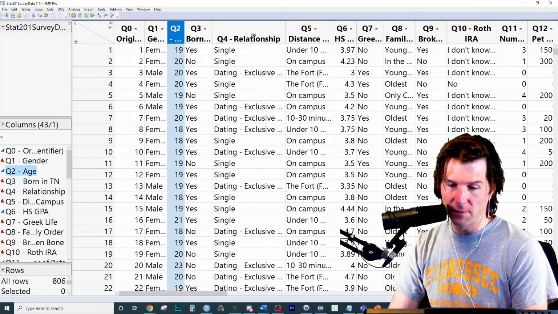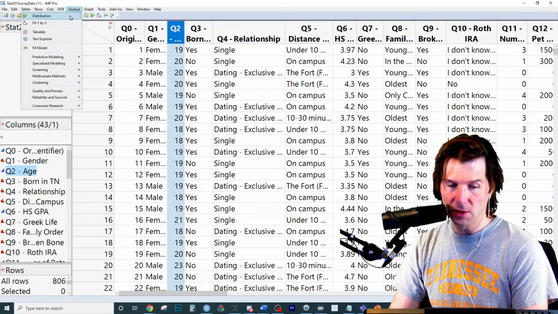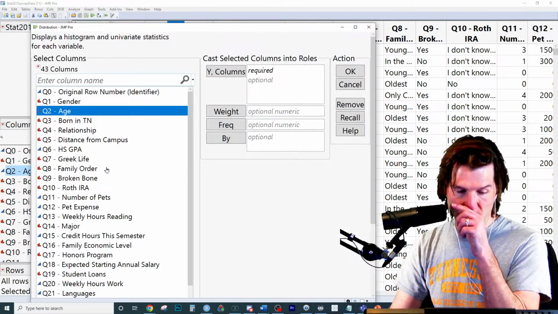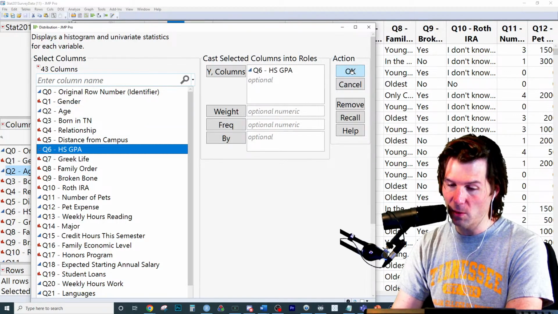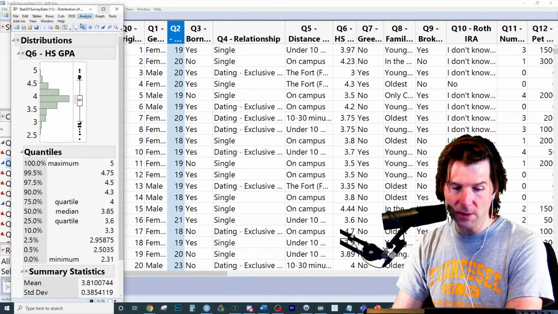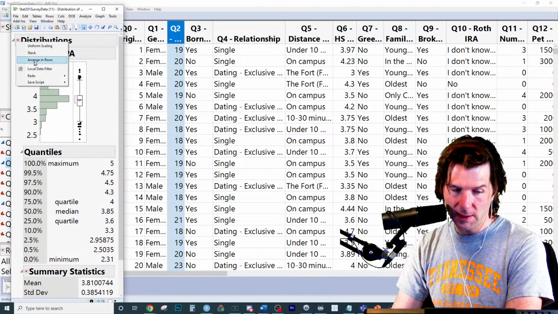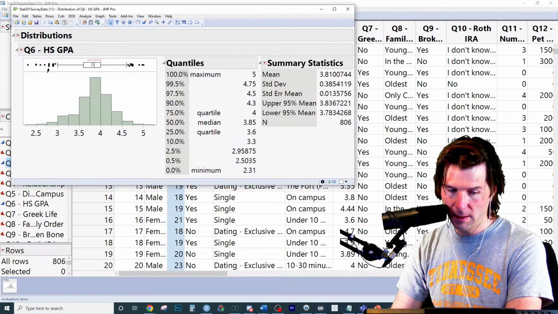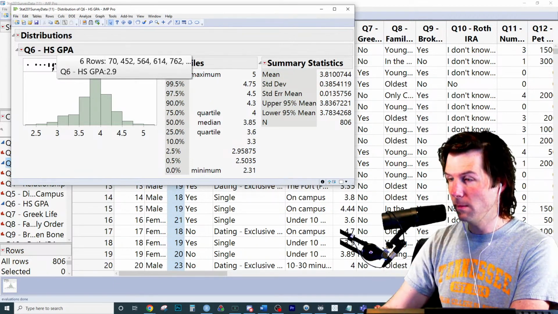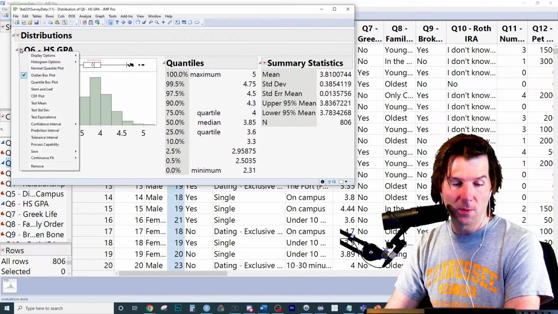So we're going to take the variable high school GPA. Let's go to Analyze, Distribution, High School GPA, and you notice it's blue right here. There it is. Blue means quantitative in JMP. And if you notice, it looks kind of normal. So that's the histogram, which is one way. So there's the histogram of it. A little bit of outliers, right? Outliers.